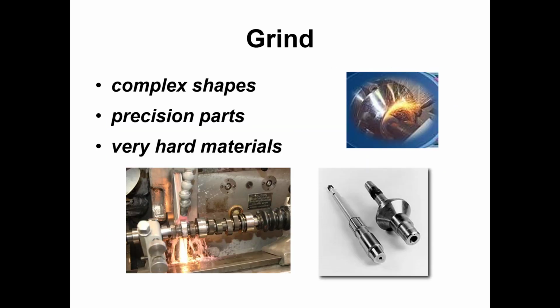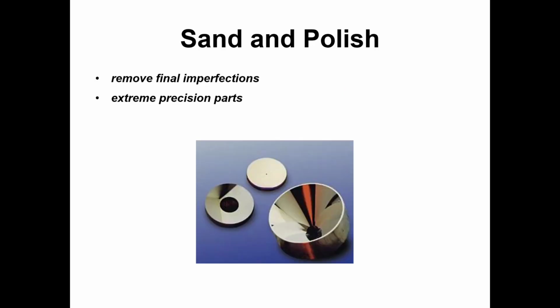You can grind things with something harder than the thing you're cutting, usually something like iron oxide or silicon carbide, some kind of mineral-based grinding device, grinding wheel or grinding compound. These are used to make complex shapes or to process very hard materials that you can't cut in any other way. Okay, that's grinding.